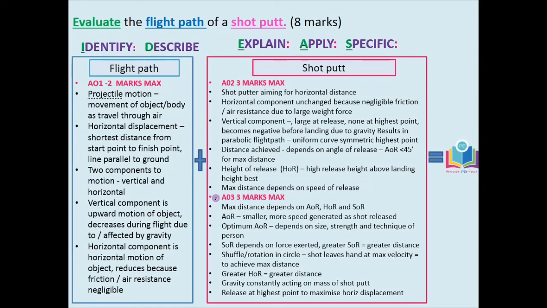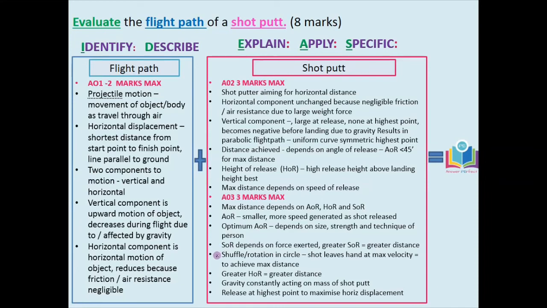So AO3, this is where we say why, it's worth 3 marks. So maximum distance depends on angle of release, height of release and speed of release. Angle of release should be smaller, so more speed needs to be generated as the shot's released. The optimum angle of release depends on the size, the strength and the technique of the person. The speed of release depends on the force exerted, so the greater the speed of release equals the greater distance or the greater horizontal displacement.